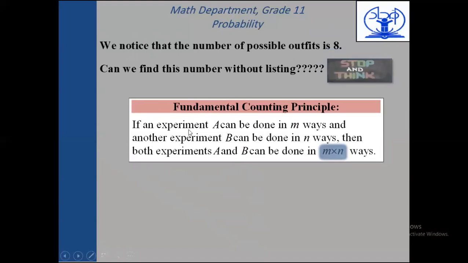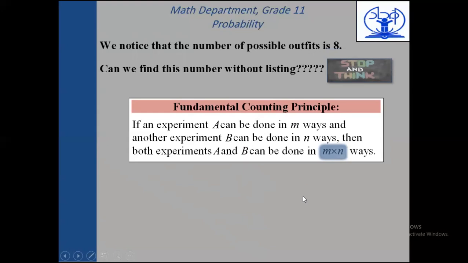This is what we call the fundamental counting principle. It says if an experiment A can be done in m ways and another experiment B can be done in n ways, then both experiments A and B can be done in m times n ways.